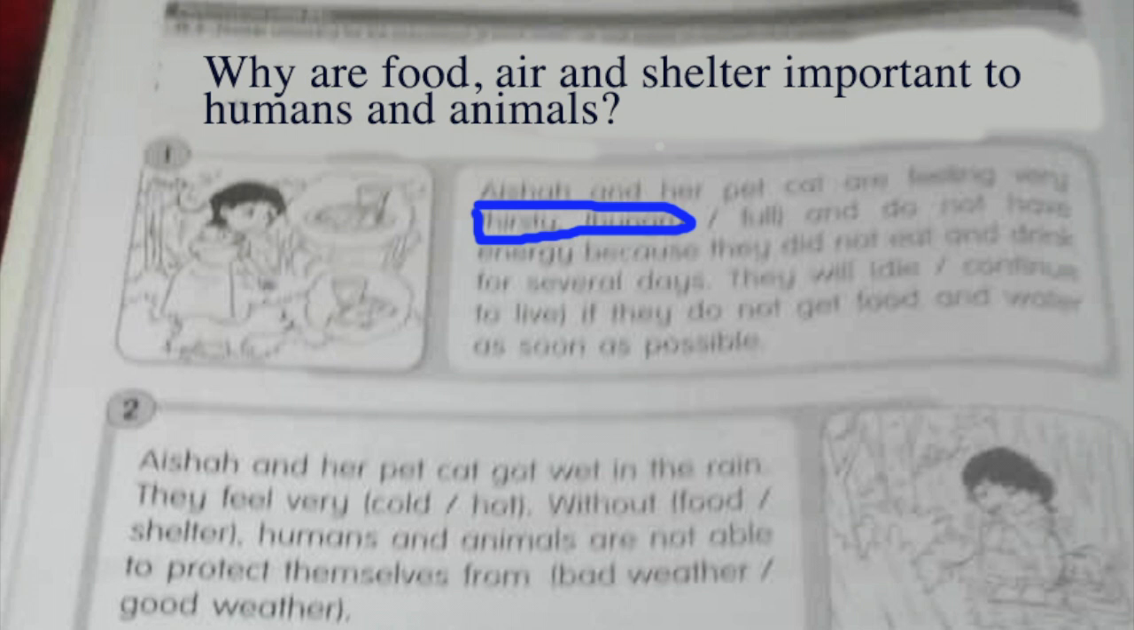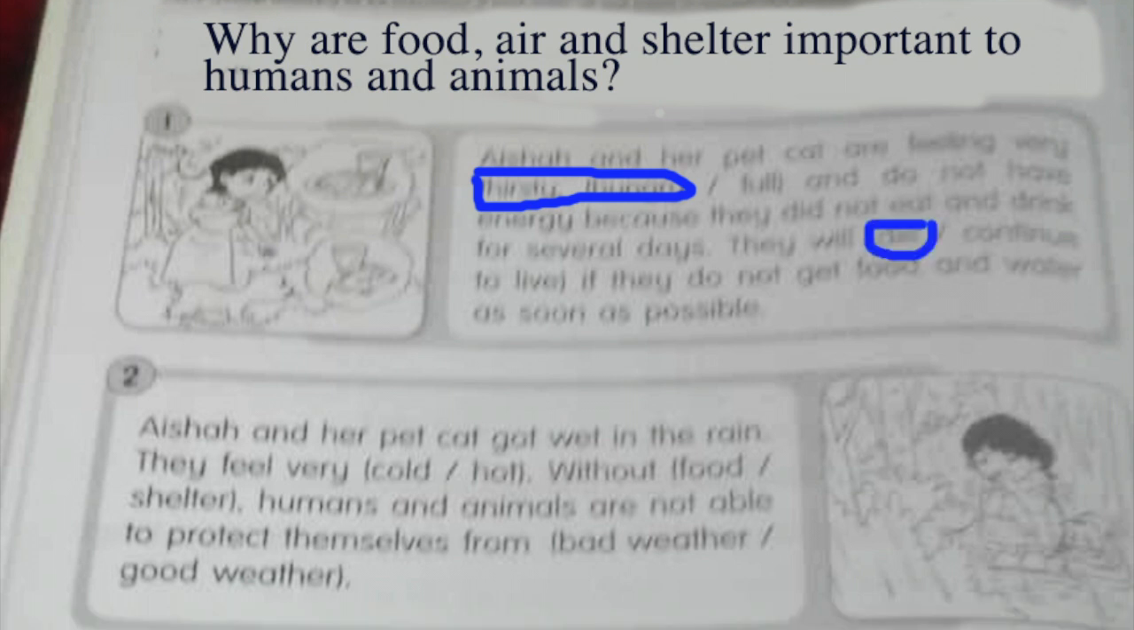Let's continue. They will die or continue to live if they do not get food and water as soon as possible. So children, what do you think? Aisha and the pet will live or die if they are not going to eat and drink soon. So the answer is they will die if they do not get any food and drink as soon as possible.